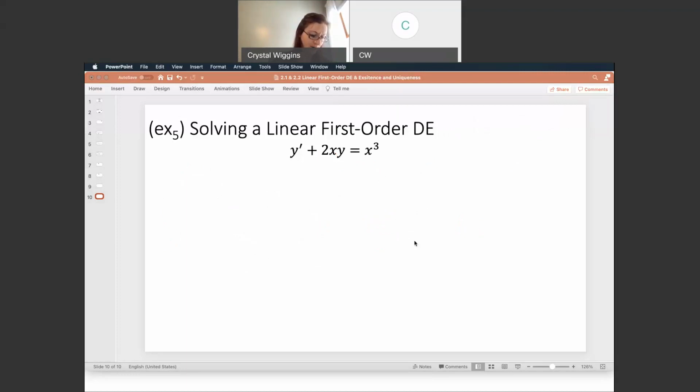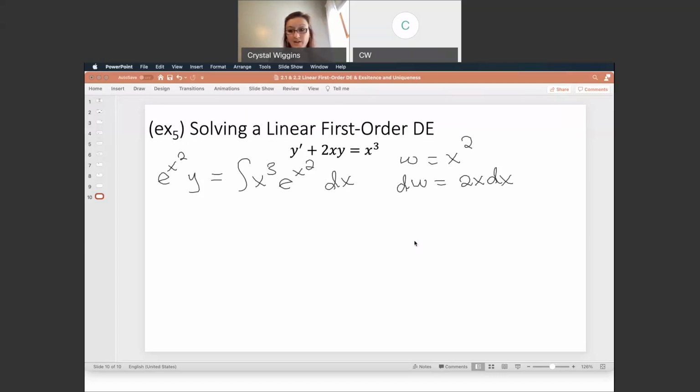So right now we are at the point where we have e to the x squared y is equal to the integration of x cubed e to the x squared dx, where I'm first going to do a w substitution for the inside function inside of e, where dw would be 2x dx. Now, where am I going to get that 2x from? Well, I cannot manipulate variables. I can only manipulate constants.